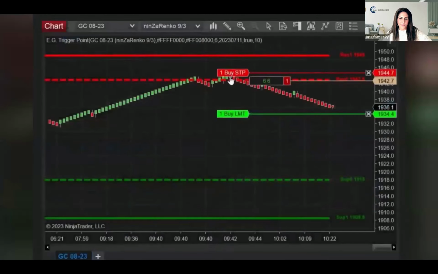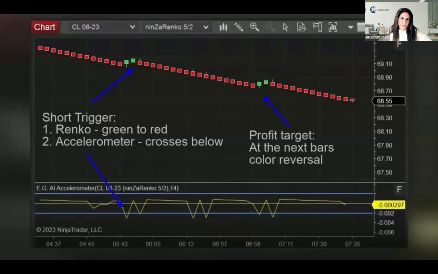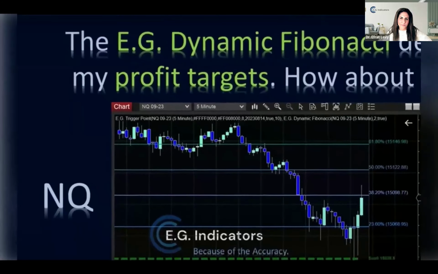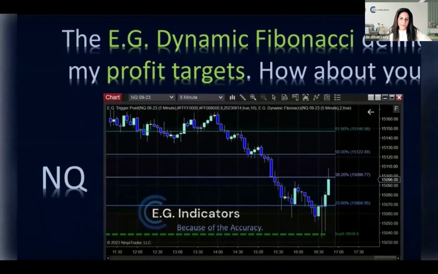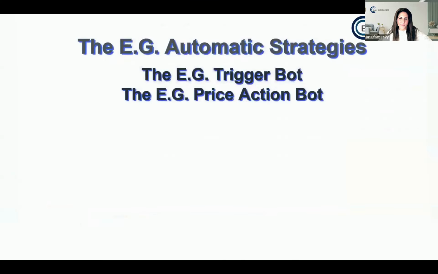Combining with Renko bars. Combining with price action. Scalp and manage your risk using the accelerometer. Use the dynamic Fibonacci to estimate your profit targets. Use the EG automatic strategies to explore your trading style.